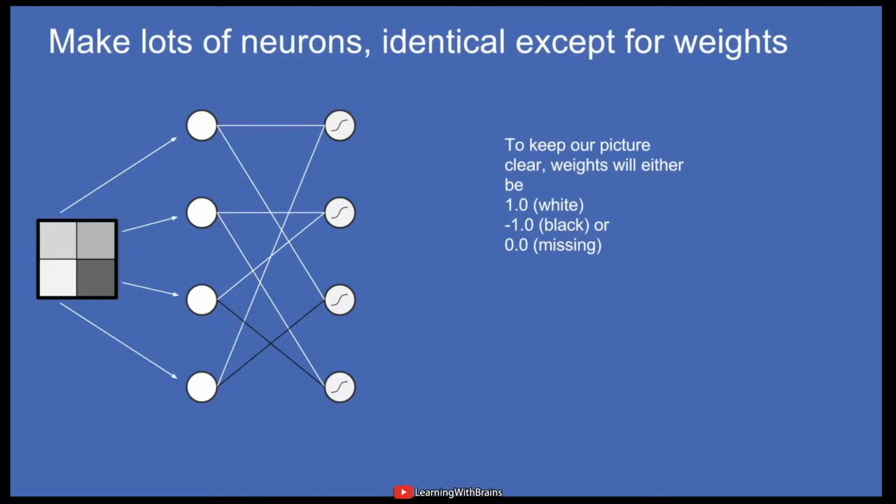Now to keep our picture clear, we'll assume for now that the weights are either +1, white lines, -1, black lines, or 0, in which case they're missing entirely. But in actuality, all of these neurons that we created are each attached to all of the input neurons. And they all have some weight between -1 and +1.